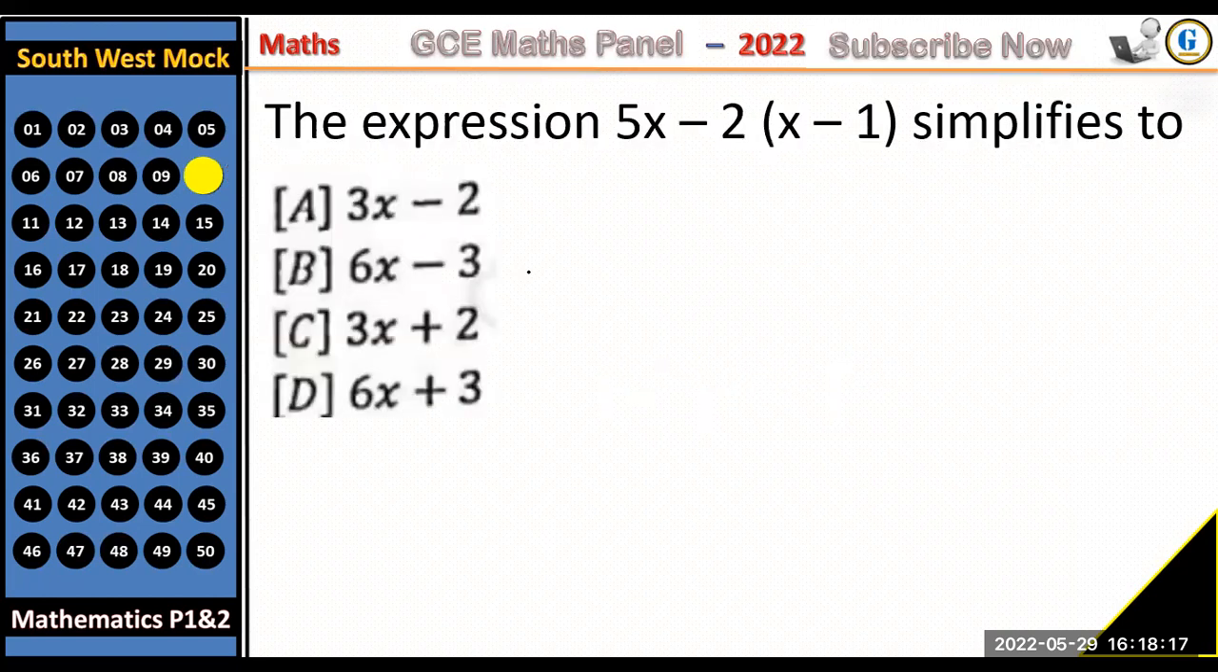Question 10. The expression 5x minus 2 into x minus 1 simplifies to, we just have to remove the brackets. That gives us 5x minus 2 times x is minus 2x, minus 2 times minus 1 is plus 2. So 5x minus 2x is 3x. So this gives us 3x plus 2. So we have C.